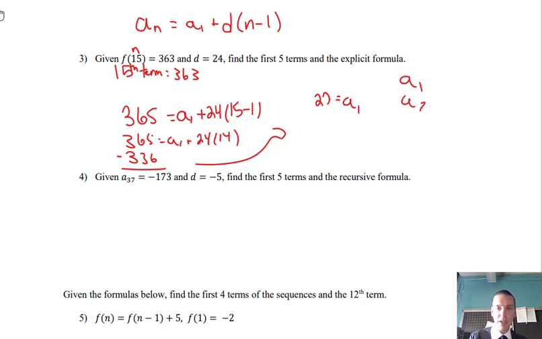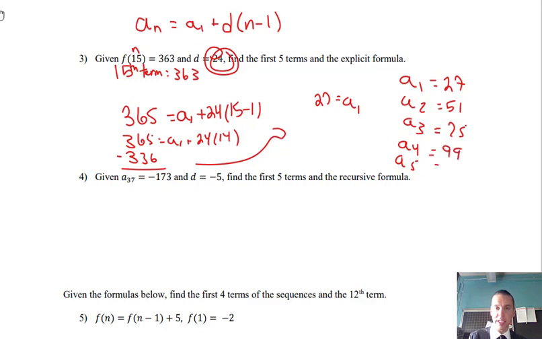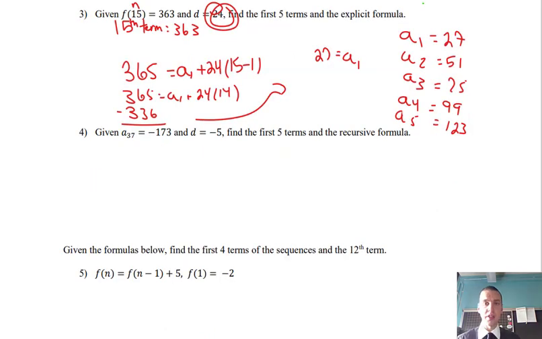Now we've got to find a1, a2, a3, a4, and a5. Well, if our first term is 27 and we're adding 24 onto it, we get 51, 75, 99, 123. The explicit formula, again, our starting value is 27. We are adding 24 and always times n minus 1.